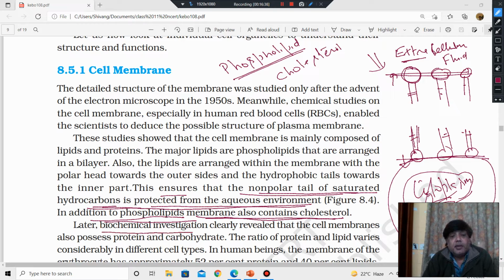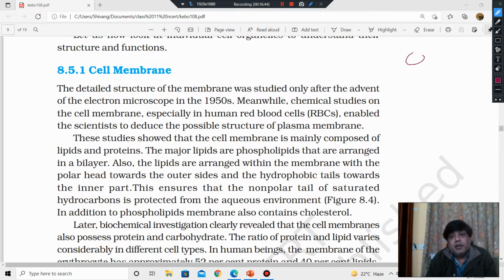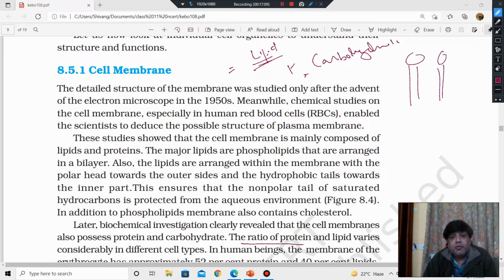Later, biochemical investigations clearly revealed that the cell membrane also possesses protein and carbohydrate. So at first it was found that the membrane is a lipid bilayer, but later biochemical investigation revealed that only lipid is not the constituent of the cell membrane; protein and carbohydrates are also present. The ratio of protein and lipid varies considerably in different cell types.